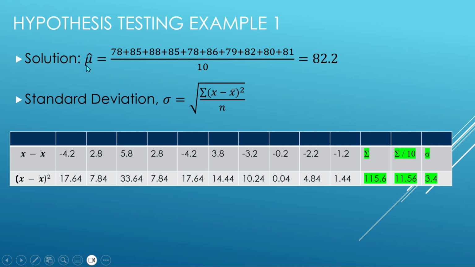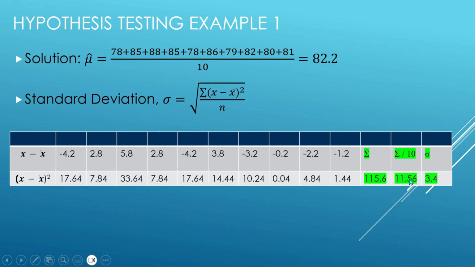So first of all, we calculate the estimated mu value from data, which is 82.2, and standard deviation sigma is equal to the square root of the sum of x minus x bar, the average value, squared, divided by n. So x minus x bar whole square, these values are calculated. Value of x minus x bar is minus 4.2 and then it is squared. This value of x minus x bar is 2.8. Then it is squared and so on.